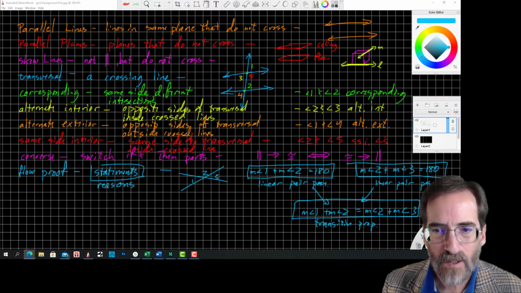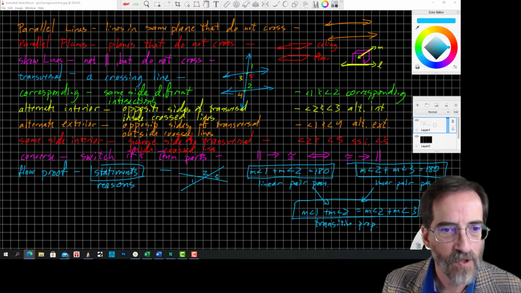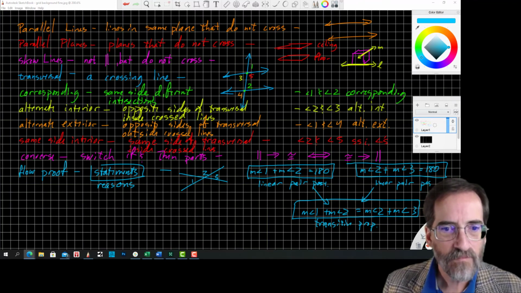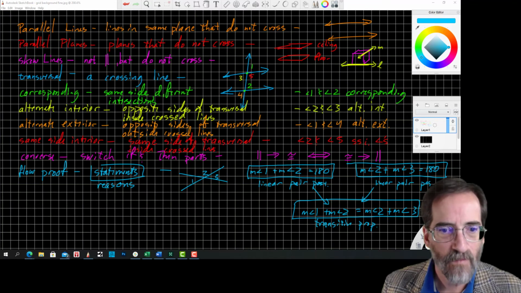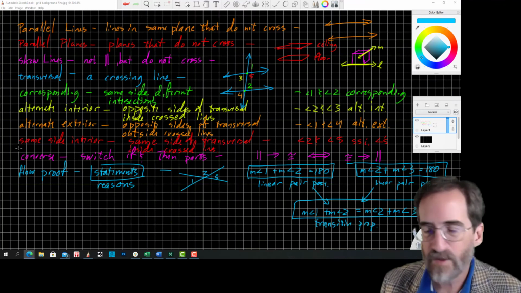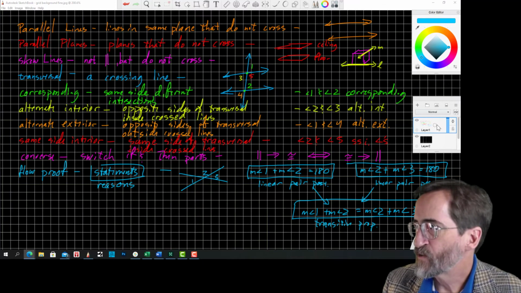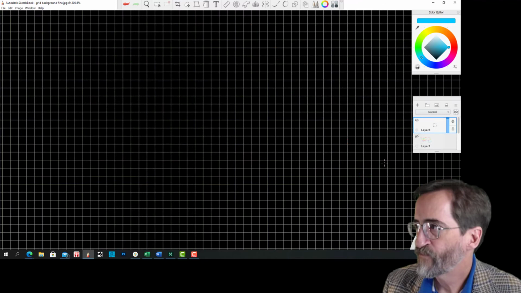Lesson 4, parallel and perpendicular lines, no new words. Lesson 5, lines and triangles. Auxiliary line, exterior angle of a polygon, remote interior angles. And we're going to prove a theorem about triangles, find the measures of angles in triangles. So let's go to a new slide because we've filled this one up.